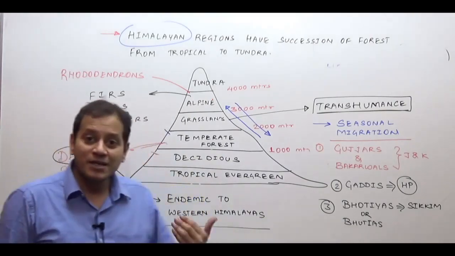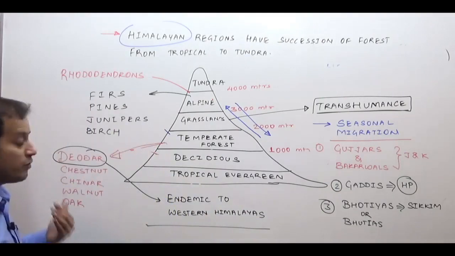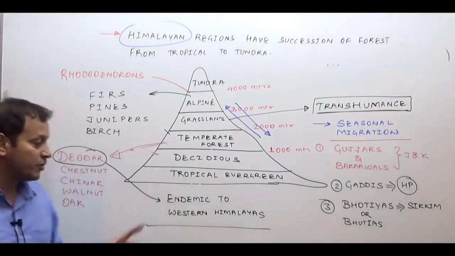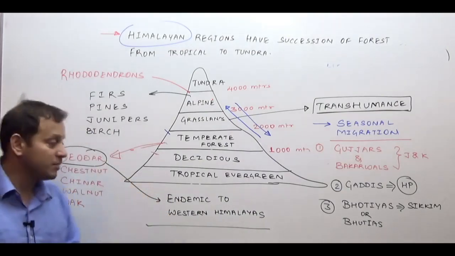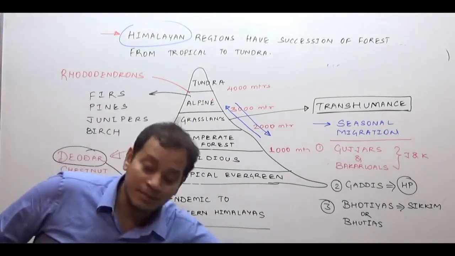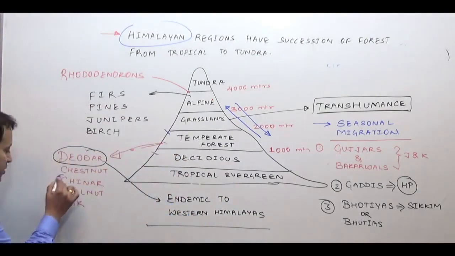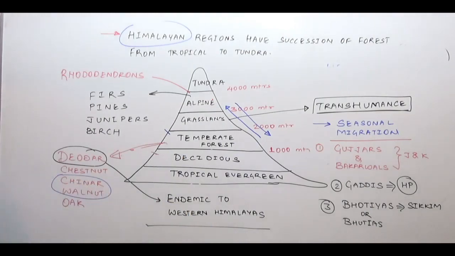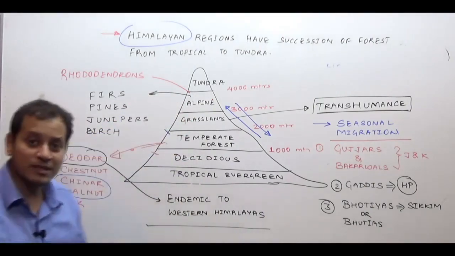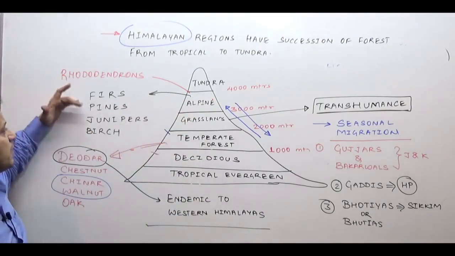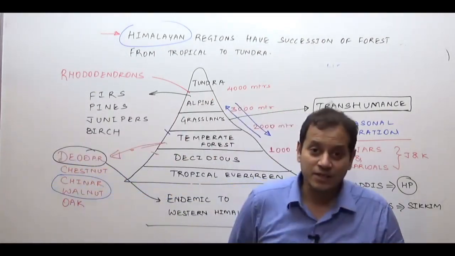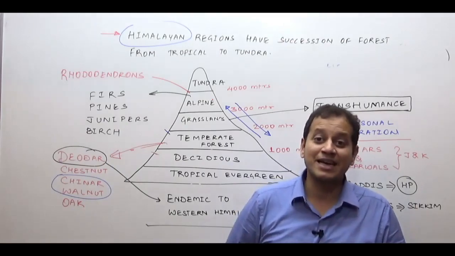In the Himalayan region, what are the forests which are found? Where is deodar found? It is endemic to the Western Himalayas. You must have done environment and ecology, so you know what the word endemism means. Then chestnut, chinar, walnut and oak are the trees of the Himalayas, out of which in the Kashmir Valley it is chinar and walnut. Then in the very higher parts of the Himalayas, between 3000 and 4000 meters, you find firs, pines, junipers, birch. These are the trees of the alpine region.